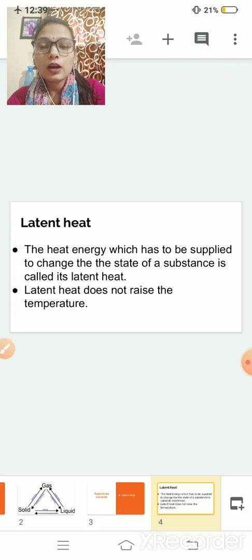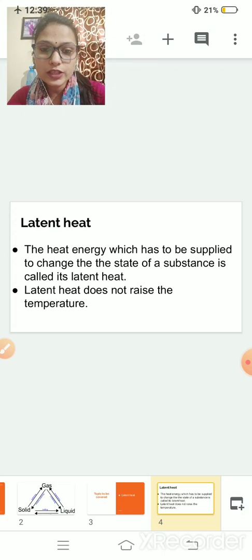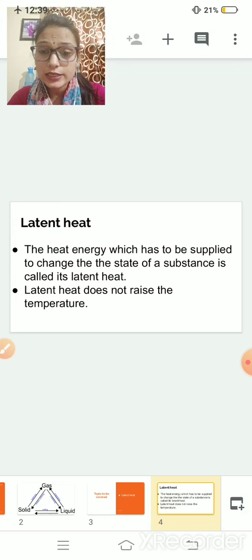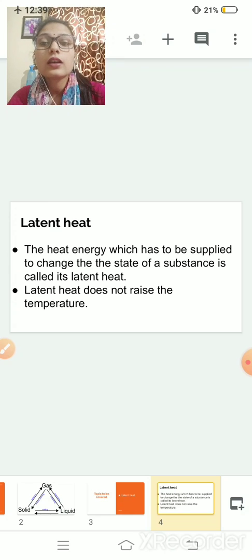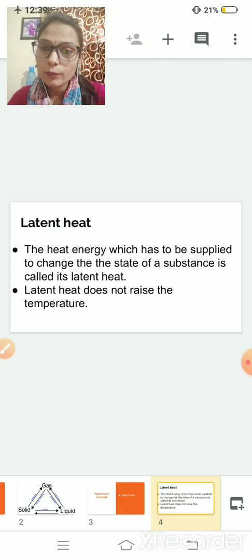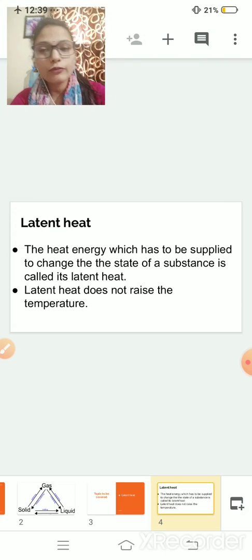Clear? Now, you can write the definition: the heat energy which has to be supplied to change the state of a substance is called its latent heat. Now, the second point is that latent heat does not raise the temperature. Why? Because it changes the state of matter. That energy is required to change the state of matter.